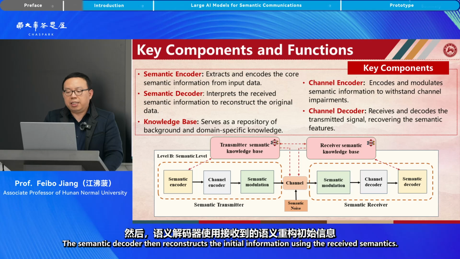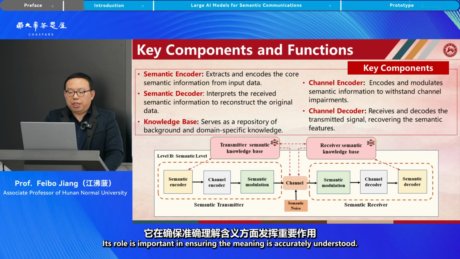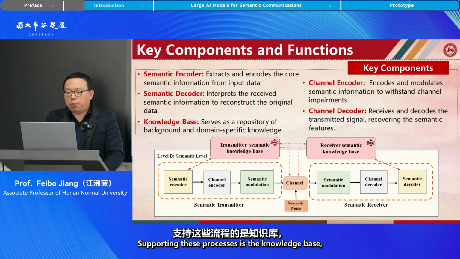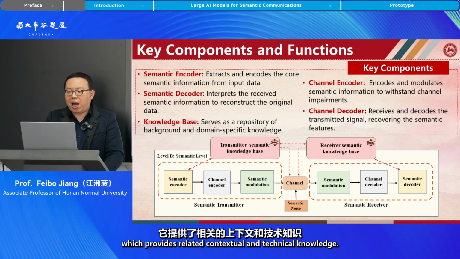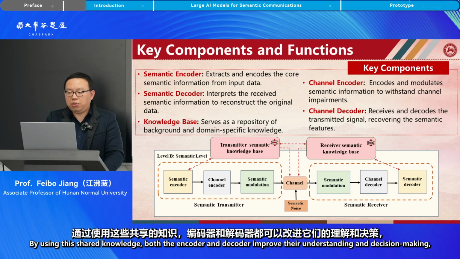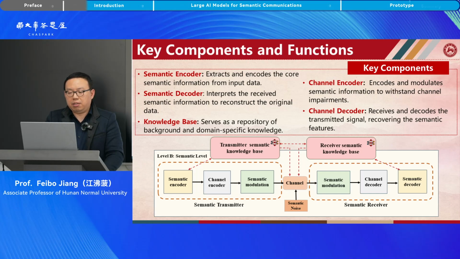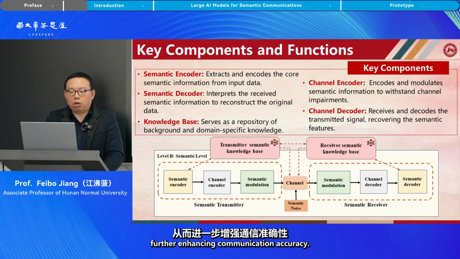The semantic decoder then reconstructs the initial information using the received semantics. Its role is important in ensuring the meaning is accurately understood. Supporting these processes is the knowledge base, which provides related contextual and technical knowledge. By using this shared knowledge, both the encoder and decoder improve their understanding and decision-making, further enhancing communication accuracy.